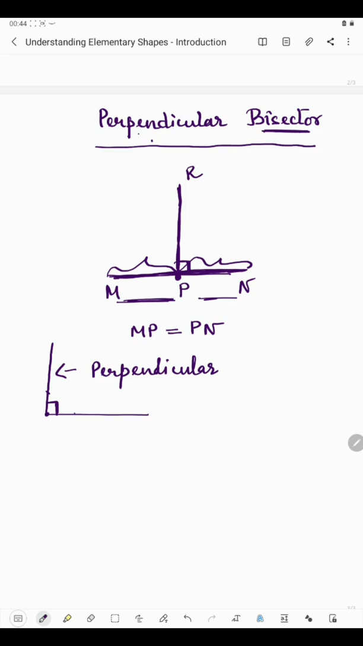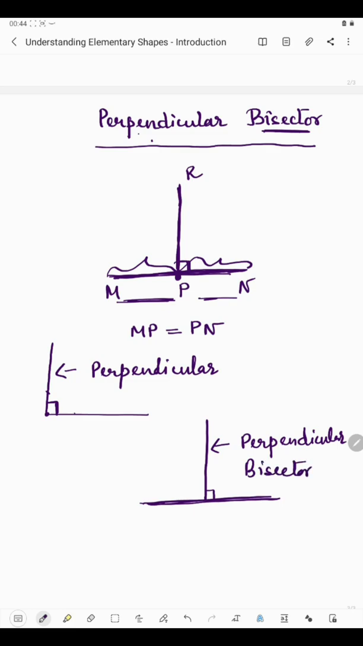But if I tell you that it is a perpendicular bisector, that means it makes 90 degrees with the baseline, as well as divides the baseline into two equal halves. So this is known as a perpendicular bisector. If this is AB and this is MN, then N will be the midpoint and the distance AN will be equal to NB.